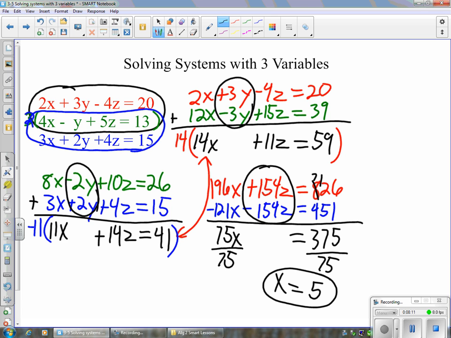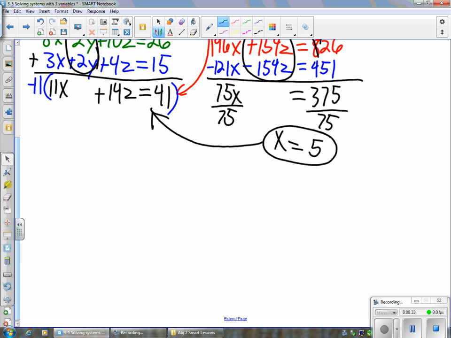And so to find my second equation, I'm going to pick one that has an x and only one other letter. So that would be a z. So let's find the z next. Which one, it honestly doesn't matter. I'm going to use this equation over here. So I'm going to write 11 times x we said was 5 plus 14z equals 41. Now let's solve that equation.